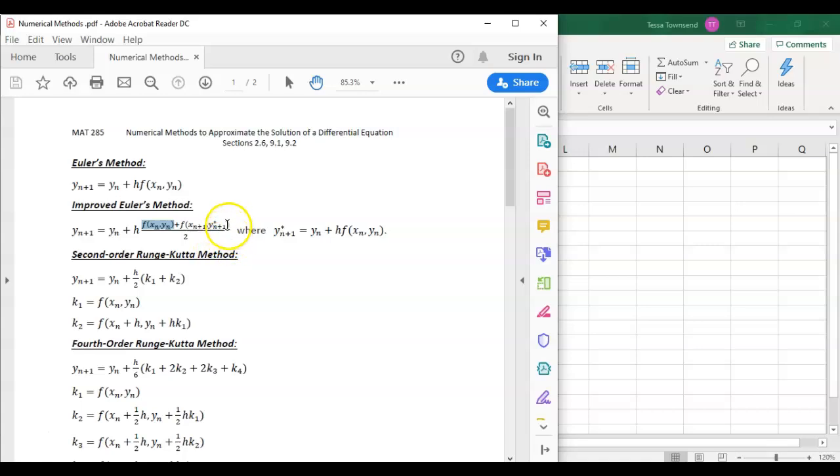And then we're taking that differential equation and evaluating it at another point, x sub n plus 1, which is in our current step, because we're finding y sub n plus 1, plus this y star of n plus 1. That y star is coming from Euler's method itself. So it's looking at that value, and then we're taking the average of those two and multiplying it by h times y sub n.